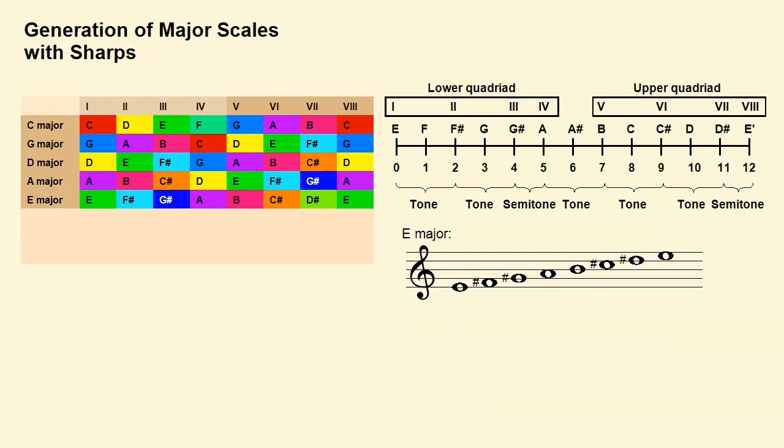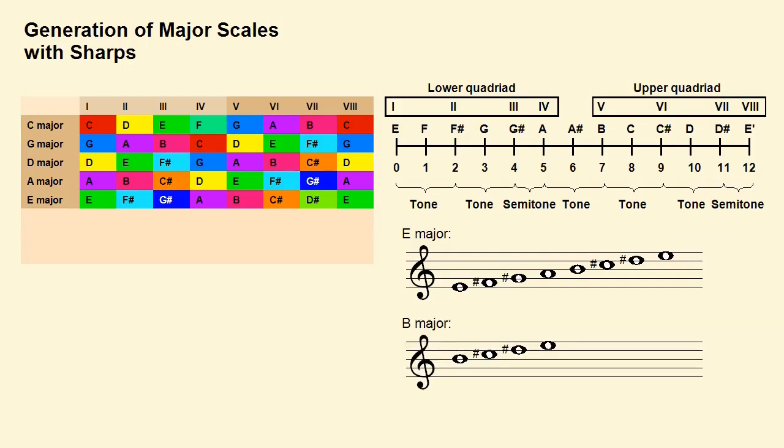Let's continue the process by taking the E major scale as a basis to create the B major scale. The upper quadriad of the E major scale also constitutes the lower quadriad of the B major scale. The upper quadriad of the B major scale is constituted by the notes F sharp, G sharp, A sharp, and B. Let's repeat this process on the table.